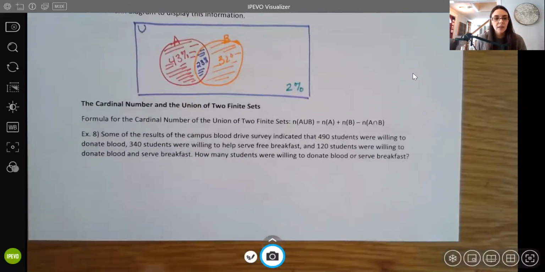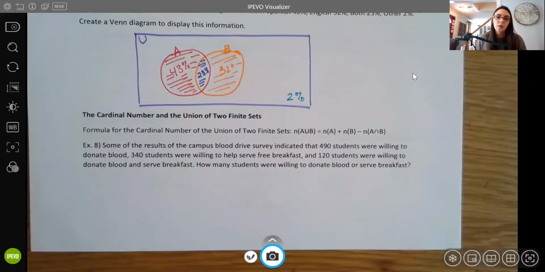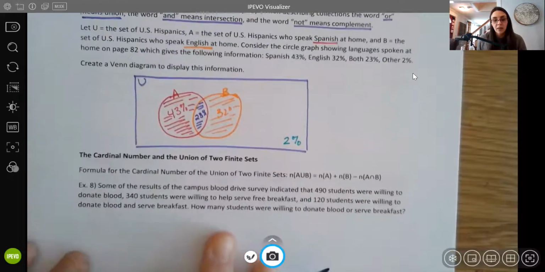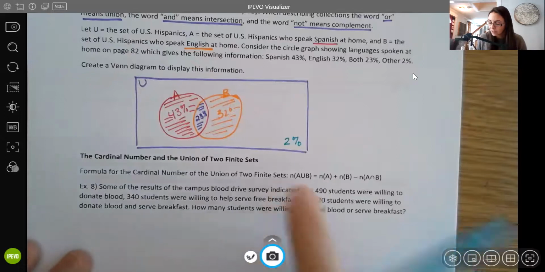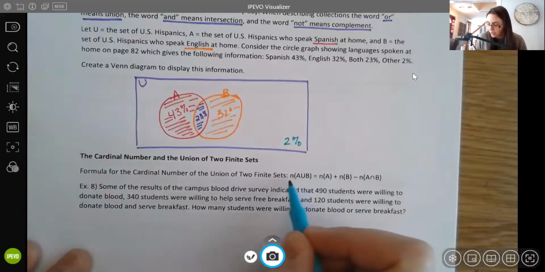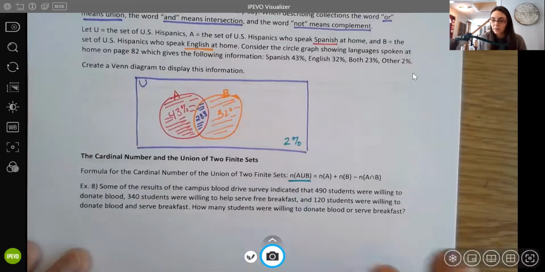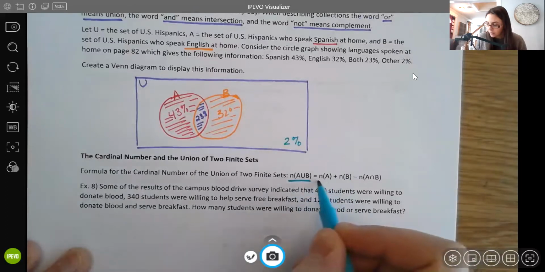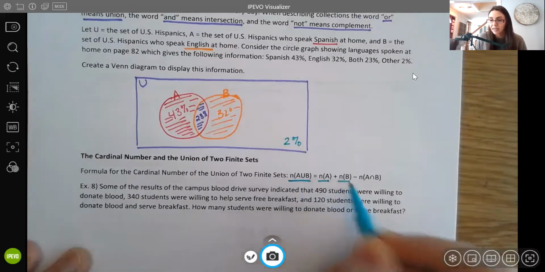And one final example here, the cardinal number and the union of two finite sets. So there is a formula for the cardinal number of the union of two finite sets. Remember, the cardinal number is how many items are in that set. And it's a little trickier than you maybe would think. And if you're trying to find the cardinality for a union, you actually have to be careful. You can take the cardinality of the first set and add it with the cardinality of the second set.